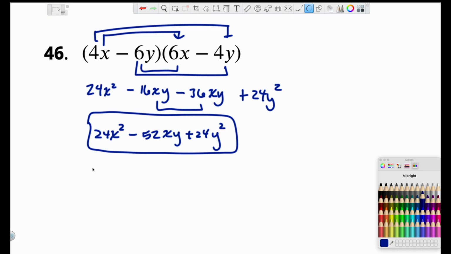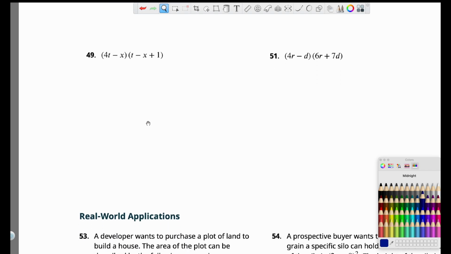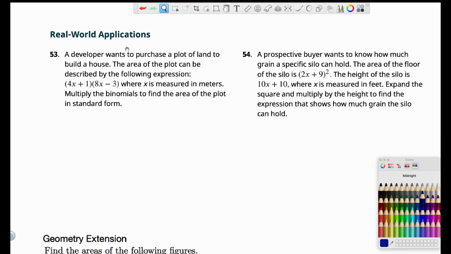Okay. What we got now? 49, 51. You guys can do those.